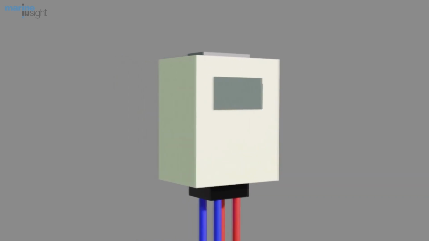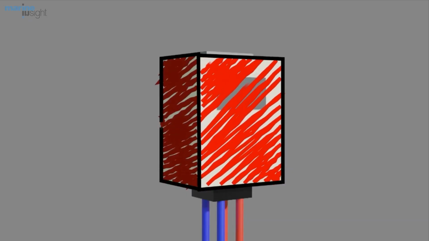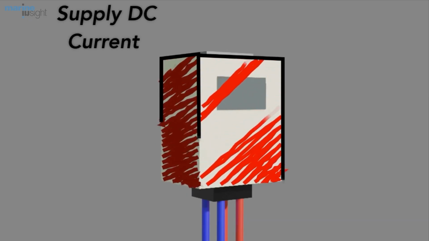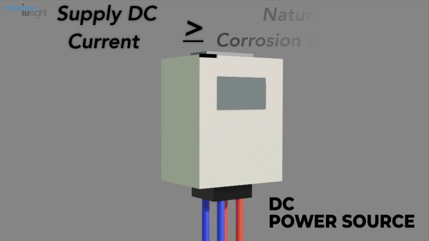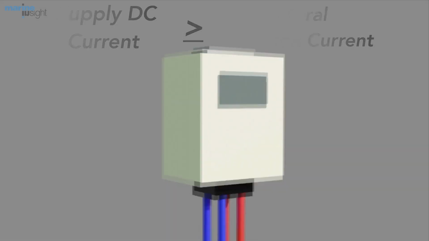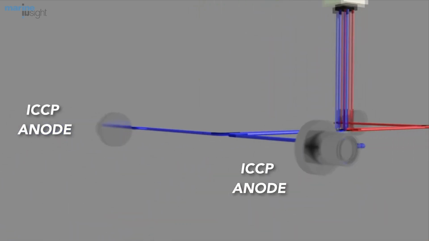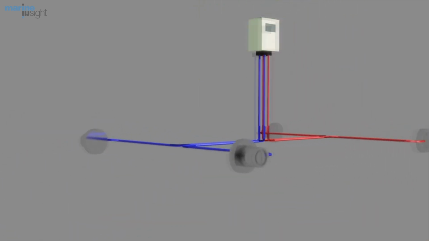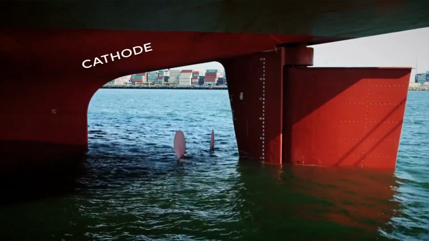We need to measure this corrosion current in the hull so that we supply a DC current which is either equal to or slightly greater than the natural corrosion current and is in the opposite direction, to the impressed current anode. This in turn supplies a protecting current to the hull of the ship, making the hull a cathode protected from corrosion.